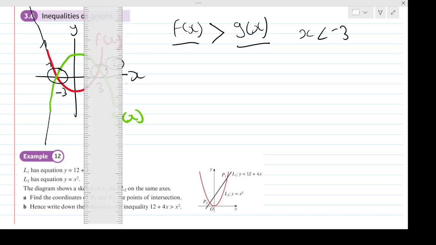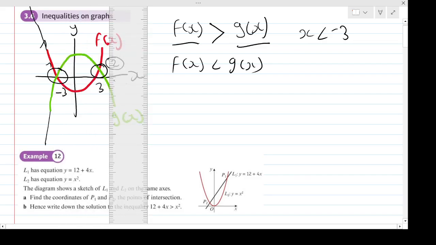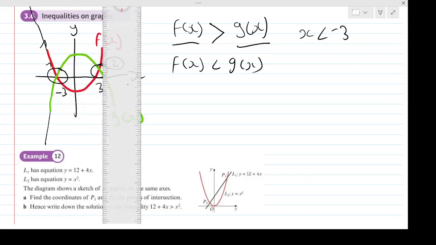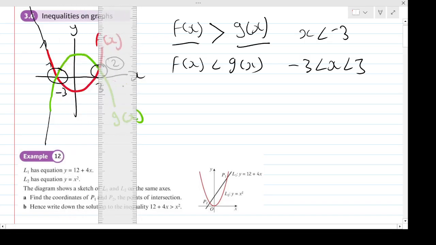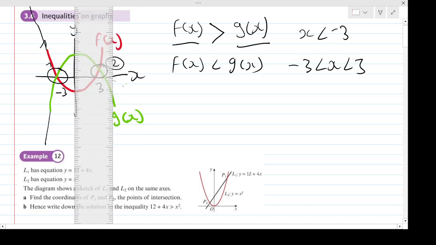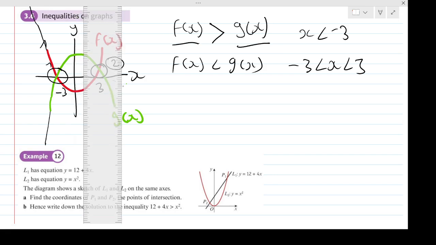So that means f of x is less than g of x between these 2 points, minus 3 and 3, these 2 points of intersection. So we say f of x is less than g of x between minus 3 and 3. Okay, between the 2 points of intersection. We can see that, right? Because f of x is now below g of x.